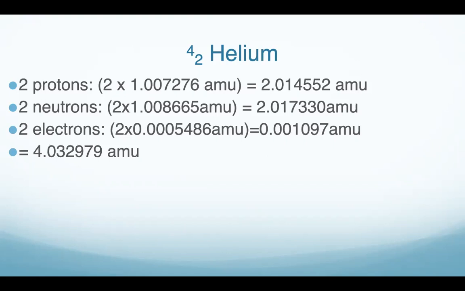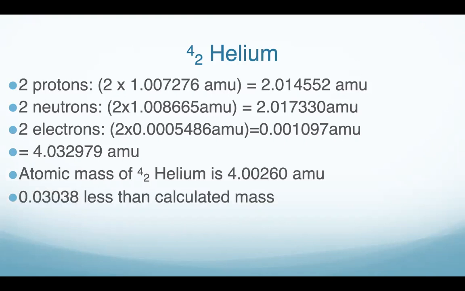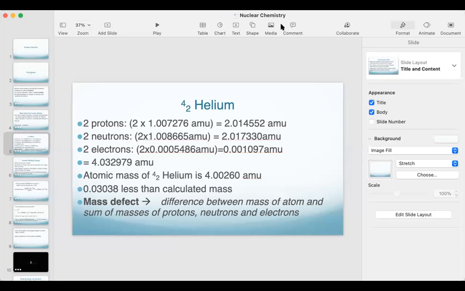And when we add all of that together, the collective mass of all of the parts of a helium atom ends up being 4.032979 AMU. If we compare that to the atomic mass of helium, the atomic mass is 4.00260. So it's actually 0.03038 less than the calculated mass.